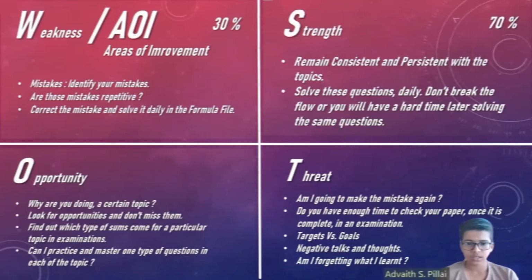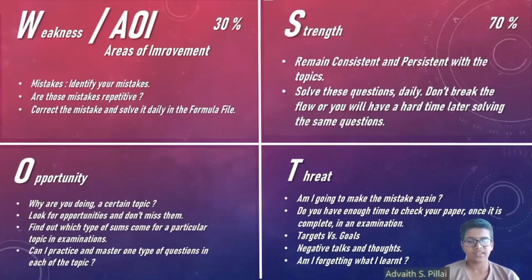Okay guys? Now, we'll look at the SWOT analysis. S stands for strength, W stands for weakness, O stands for opportunity, and T stands for threat. So first, let's look at strength. Strength is the areas which you are comfortable in.